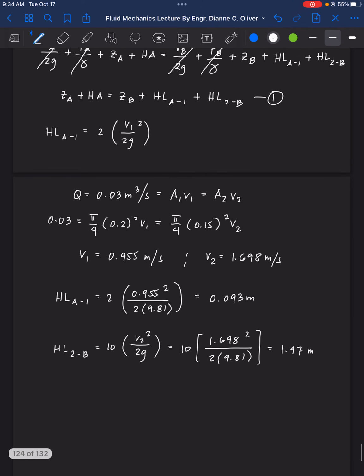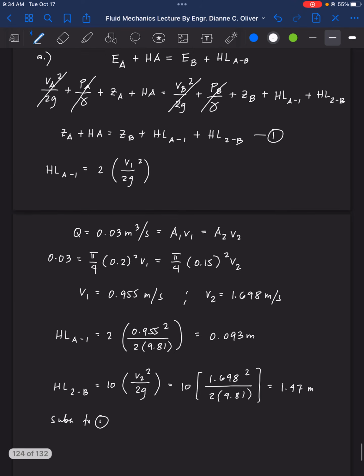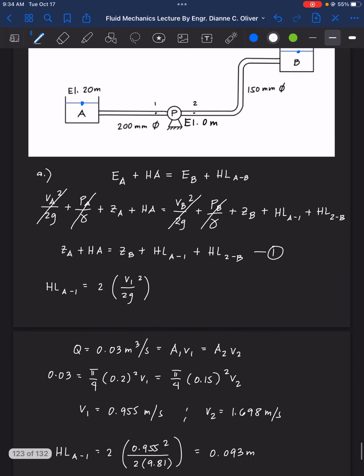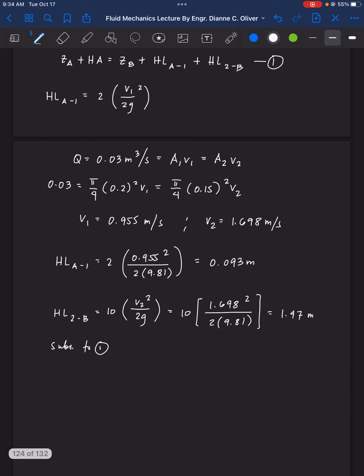Then from our equation 1, substitute. ZA, our elevation at A, is 20. And for B it's 70. So 20 plus the head added equals 70 for the elevation at B, plus head loss A to 1, which is 0.093, plus head loss from 2 to B, which is 1.47.